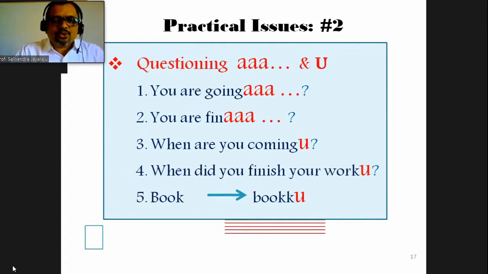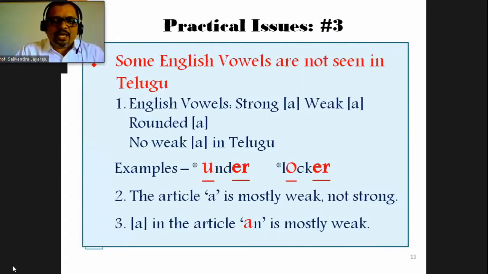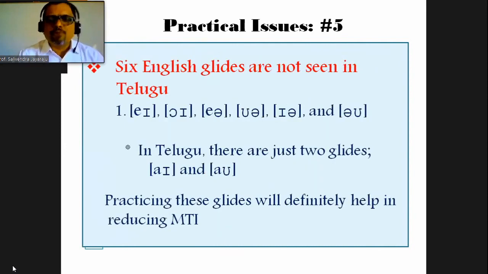And when it comes to light and strong and weak, the article A is mostly weak, not strong. So most of the times we produce it as a strong and a long one. Yeah, he's a doctor, a doctor. Engineer, an engineer, weak. So let us move faster. I'll just wind up my session in another 5 minutes time, I believe.